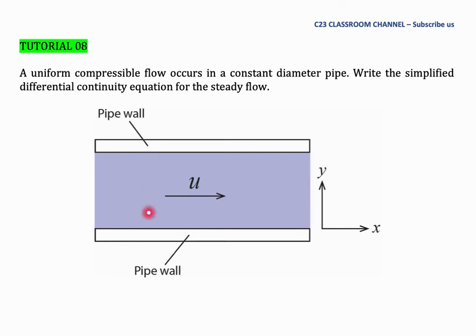So the pipe wall will not move, meaning the velocity of the pipe wall here is 0, and the fluid here will flow by velocity of u as mentioned in this situation.